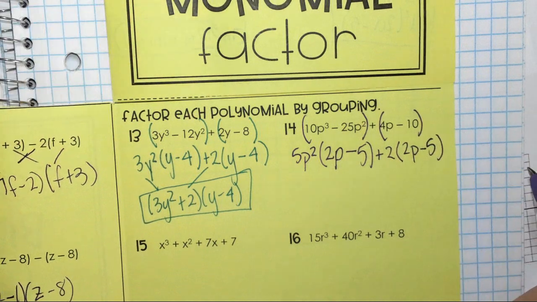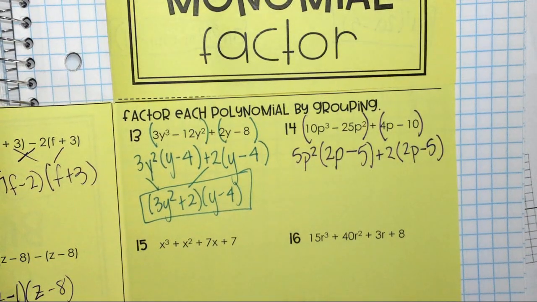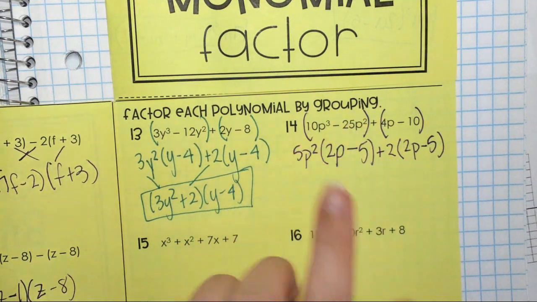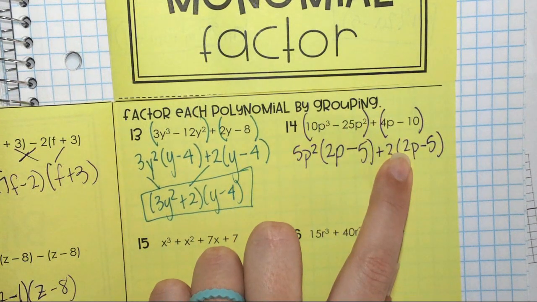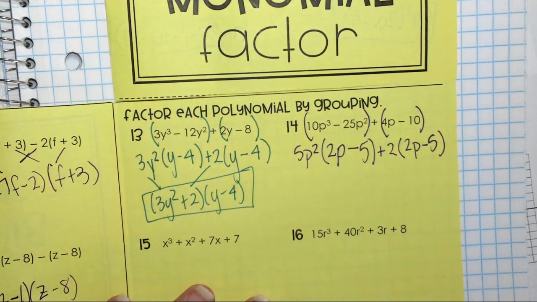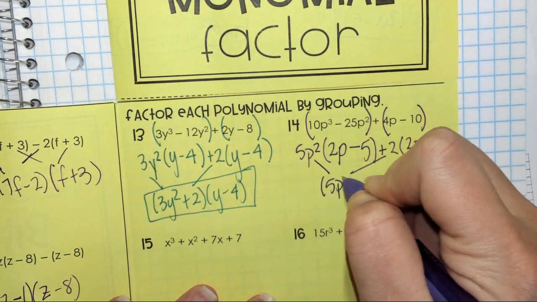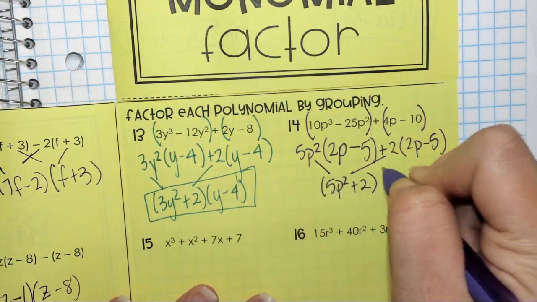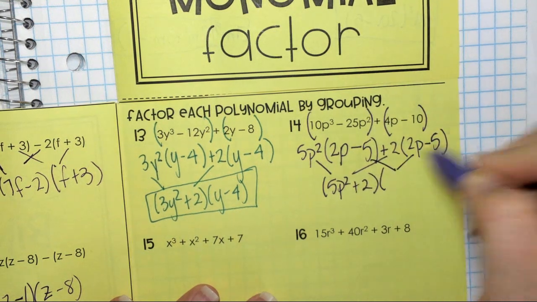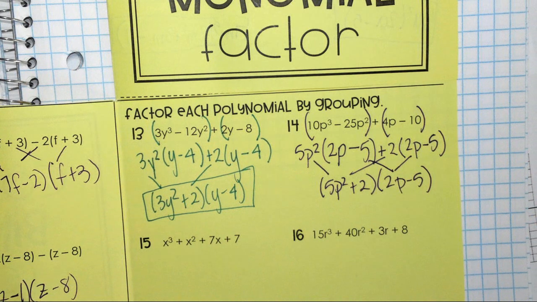Take a point. Now remember, when you're factoring it out, all you're doing is dividing. So you're dividing each of these terms by 5p squared and 2. That's it. That's all you're doing is dividing. Now, do they have a binomial in common? So you bring your monomials down. 5p squared plus 2. And then you bring these down. 2p minus 5.